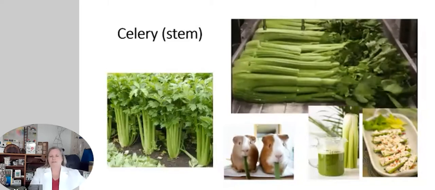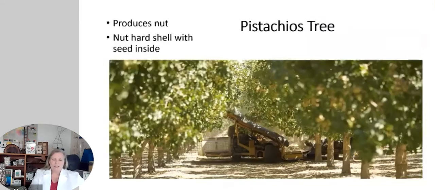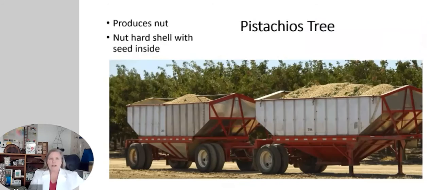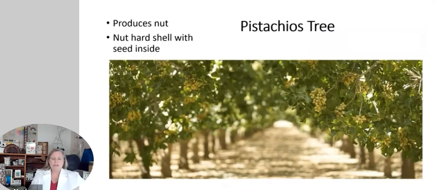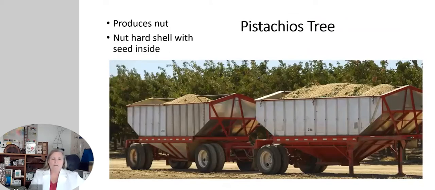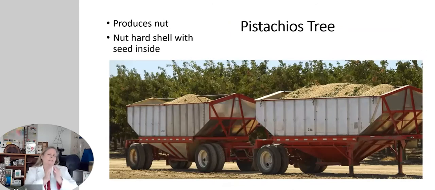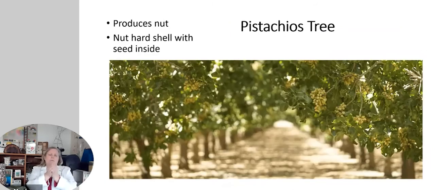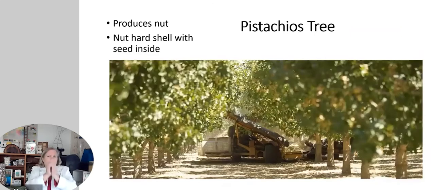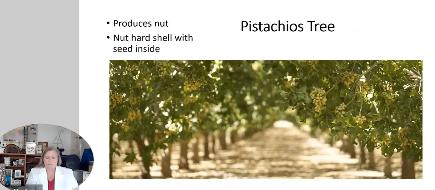Now, pistachio trees are fun. This is an orchard of pistachio trees. And you see how tiny those little nuts are? This machine helps to harvest those nuts and haul them off to go to the stores and get processed. But a nut is just a hard shell with one seed inside, okay? So that hard shell is going to protect that little seed.